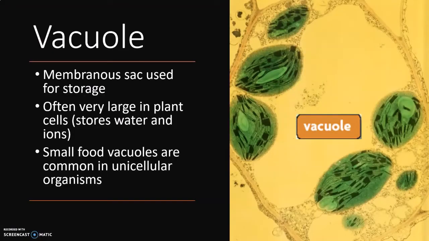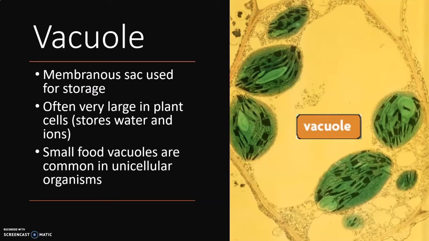Next we have a vacuole. This is another membranous sac, but instead of being used for transporting, it's used for storage. They tend to stay in place and they're just storing something to be used later. This is very distinctive in a plant cell.